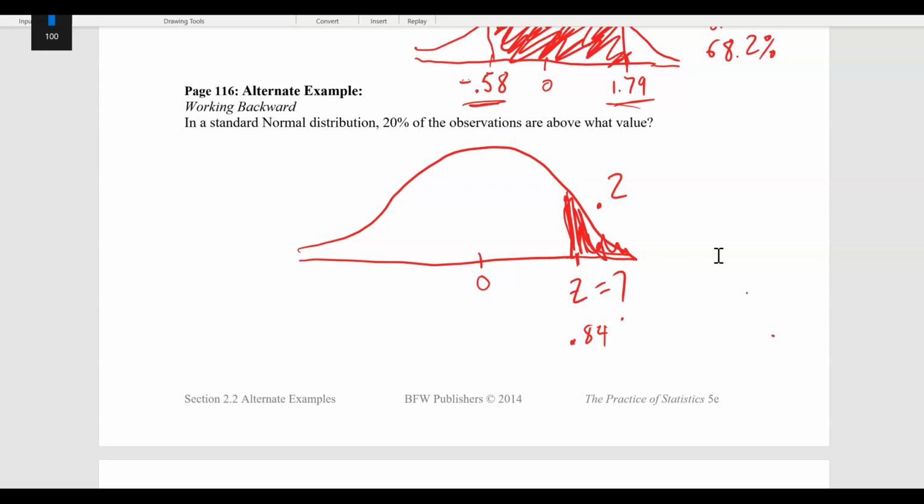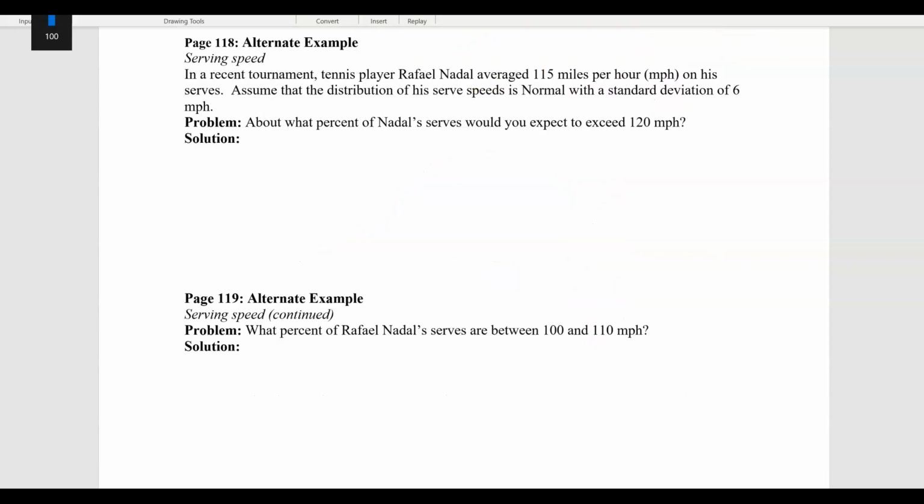Okay? So now we want to graduate one step further. Instead of just looking at the z-scores, we can use raw scores as well. We just tell the calculator what our mean and standard deviation is. So here we have tennis pro Rafael Nadal, and his average serve is 115 miles per hour. Assume that it's normally distributed. That's huge. We can't do anything with this if they don't tell us that. And then he gives a standard deviation of 6. What percent of his serves would exceed 120 miles an hour?